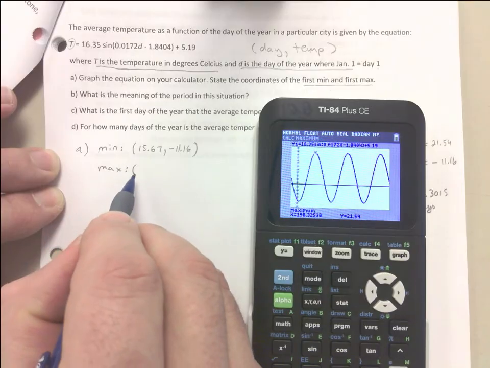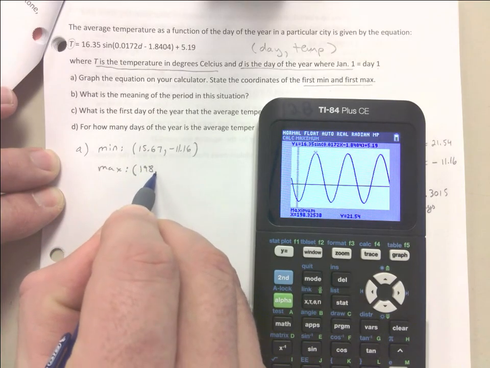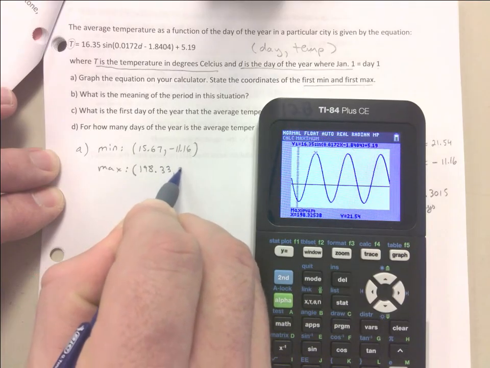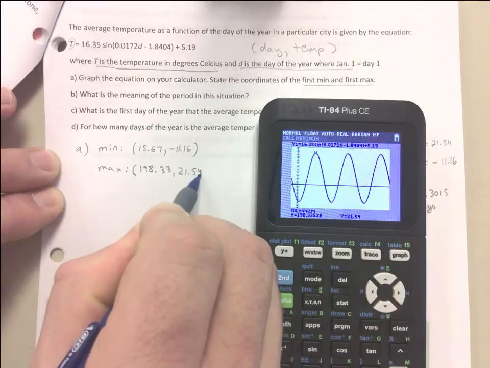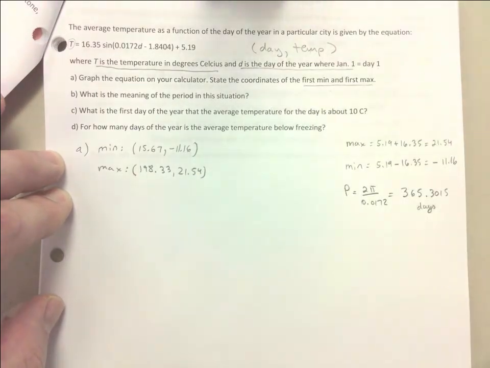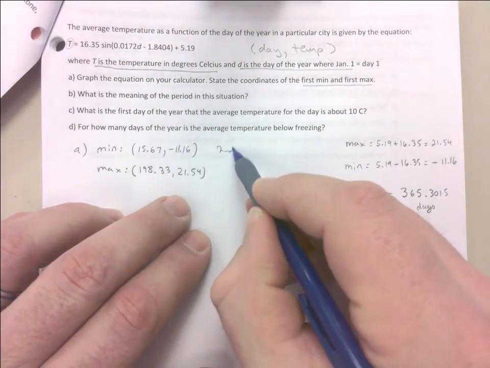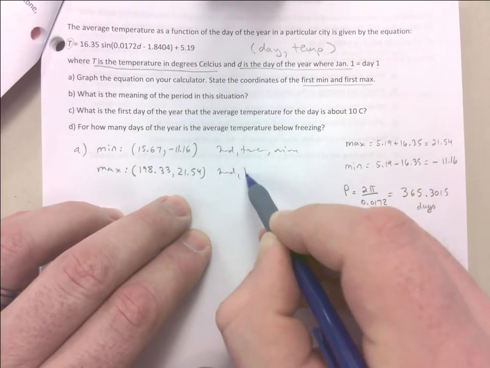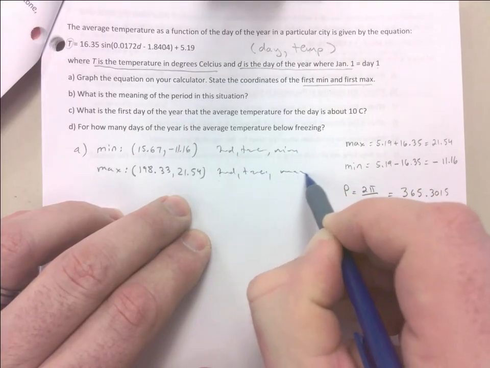The first max is 198.33, 21.54. No surprises there. So I went second, trace, min. You can go doctor's note on this one. I'm okay with that.